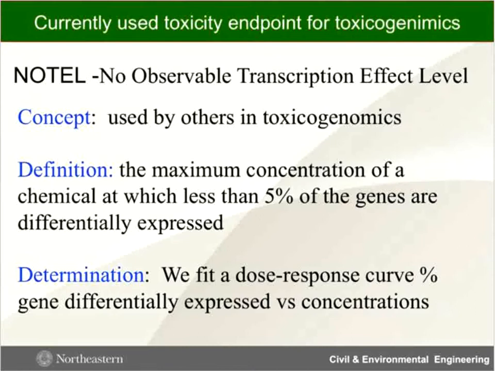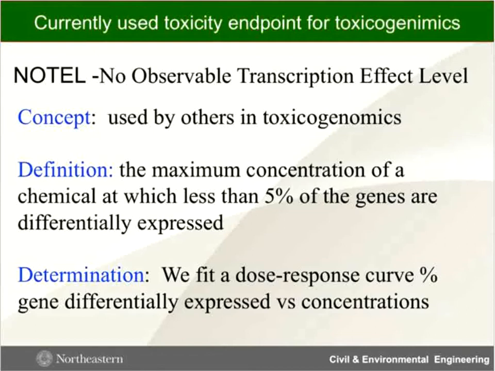Before I go to the toxicogenomic quantitative endpoints, the current endpoint people use in the toxicogenomic field, the only one actually, is NOTEL, the so-called no observable transcription effect level. It's basically the threshold I mentioned earlier. The definition is the maximum concentration of a chemical at which it causes less than 5% of genes to turn on. And this 5% is arbitrary. You could say I take 1% or 2%, depending on the variation or error or standards of your methodology.